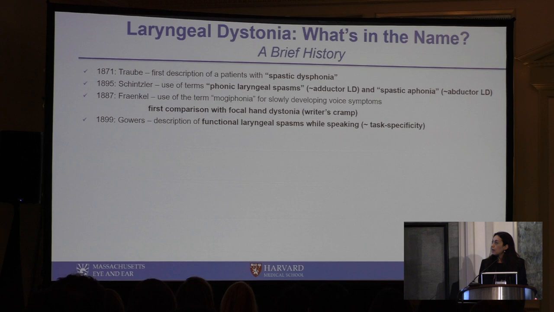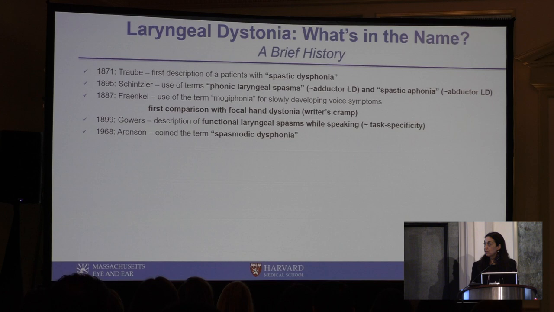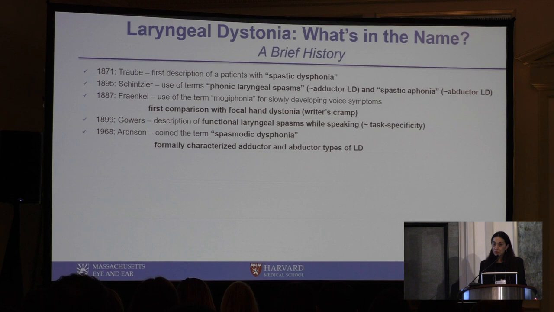Now, Gowers in 1899 described functional laryngeal spasms while speaking, laying grounds for our understanding of task specificity in this disorder. And of course, fast forward about a century or so, Aronson coined the term spasmodic dysphonia. He formally characterized adductor and abductor types, and he helped establish that laryngeal dystonia is not a psychiatric condition.